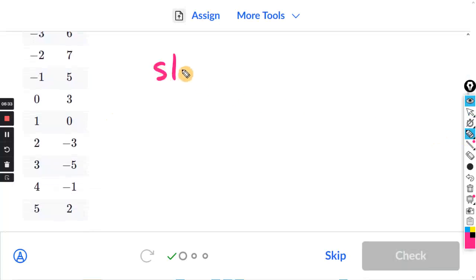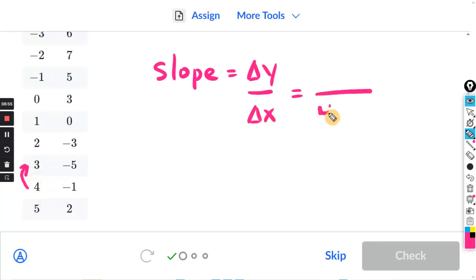Remember the slope? We said that was change in y over change in x. The change in x is between 3 and 4. I am going to subtract going up so I can get a positive. 4 minus 3 is your change in x. That's in the denominator. And the respective y, subtract in the same direction going up: negative 1 minus negative 5.